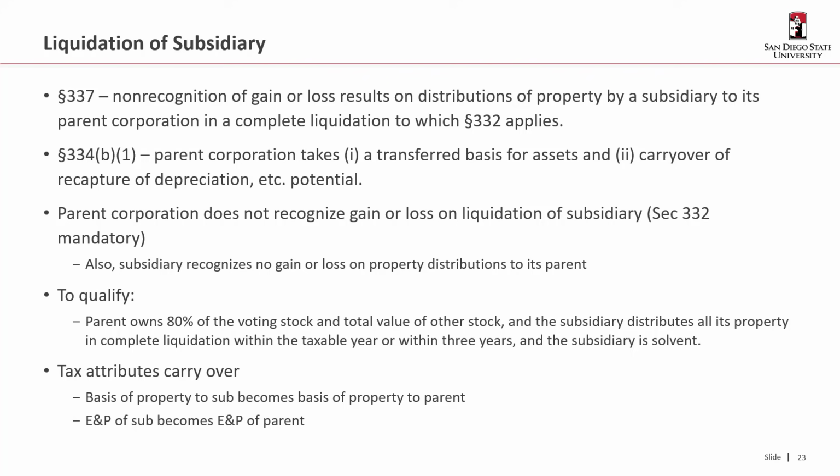To qualify for 332 treatment, the parent must own 80% or more of the voting stock and total value of other stock, and the subsidiary distributes all of its property in a complete liquidation within the taxable year or within 3 years, and the subsidiary must be solvent. So the tax attributes simply carry over. Basis of property to the sub becomes basis of property to the parent. The E&P of the sub becomes E&P of the parent.